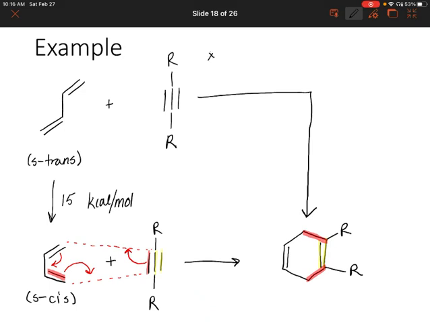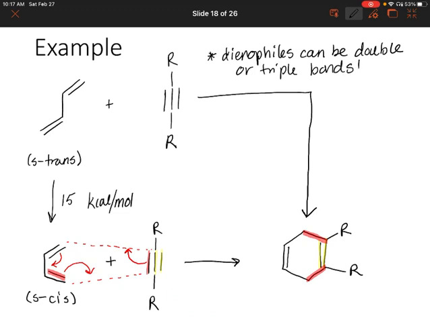And just make a note, dienophiles can be double or triple bonds. So this is really cool because if you needed to make a product with two double bonds, like the one we made here, that is possible. You just have to start with a triple bond for your dienophile instead of a double bond.